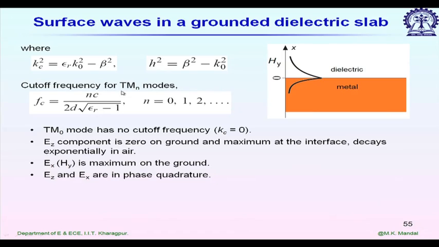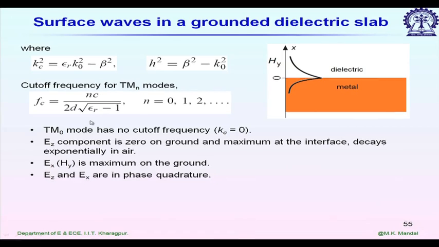For TM0 mode we do not have any cutoff frequency, it can start right from DC. For other modes we have the cutoff frequency fc, which is equal to nc divided by 2t square root of epsilon r minus 1. Here t is the thickness of the dielectric layer. So, it depends on the thickness of the dielectric layer as well as epsilon r of the dielectric. And for TM0 mode, you remember it has no cutoff frequency. For other modes, we can calculate it from here.